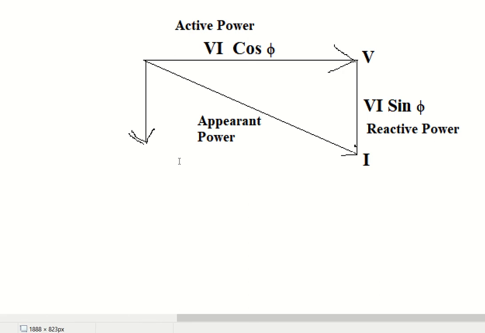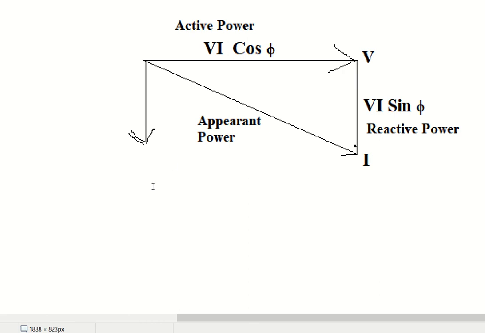And what is the unit of apparent power? Apparent power's unit is VA, and we might go into kVA, MVA. And where do we use it? If any of you remember, in transformer rating, we have the rating of the transformer in VA, kVA. So we use it over there. Now, this was your basics of power factor.